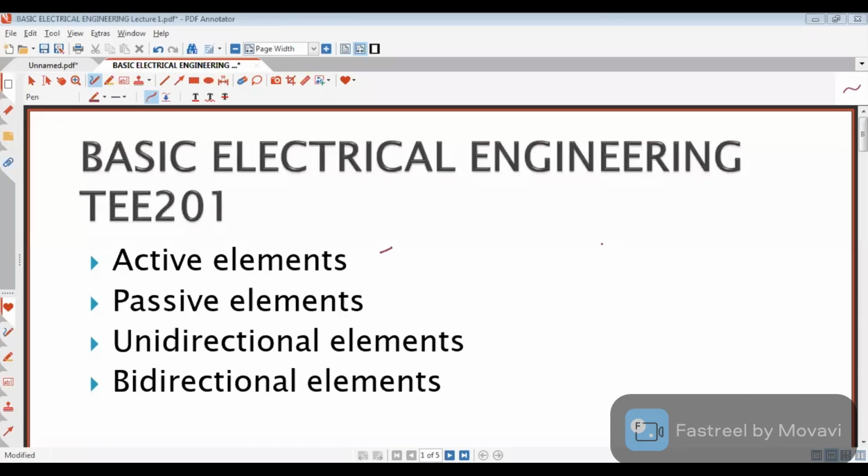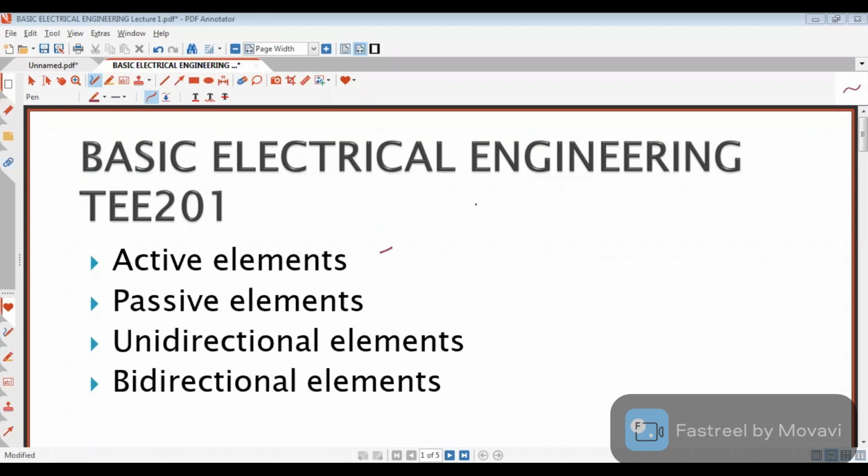Hello everyone. In this module of the lecture Basic Electrical Engineering, I'm going to discuss the different elements used in basic electrical engineering, like active element, passive element, unidirectional element and bidirectional element. These are our topics which I have to discuss.